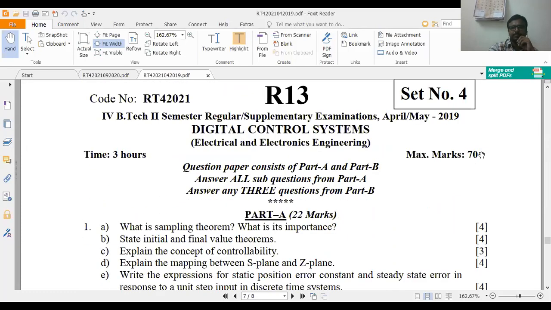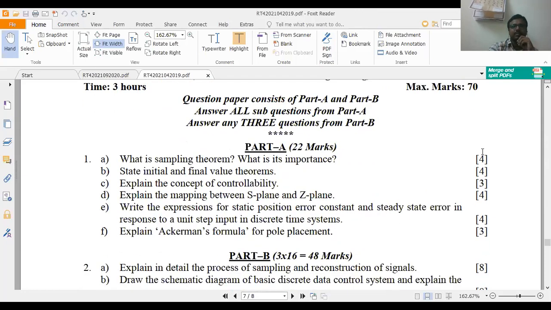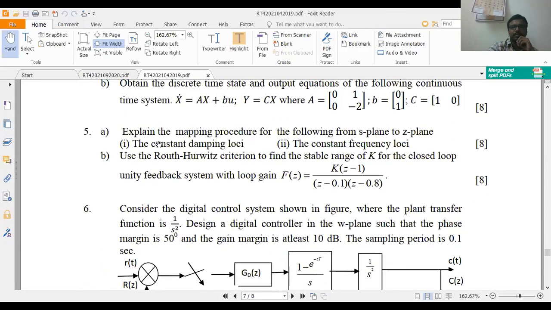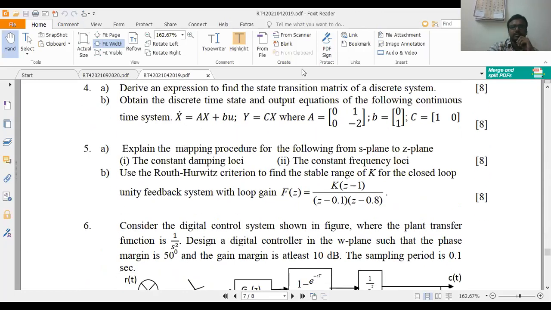And coming to the last, set number 4, explain the mapping between the S-plane and Z-plane, and explain Ackermann's formula for the pole placement. And coming to the essay questions, explain the mapping procedure for the following. Using the Routh criteria, find the stability range of K for the closed loop. That means the range of K has to be determined using this particular expression.